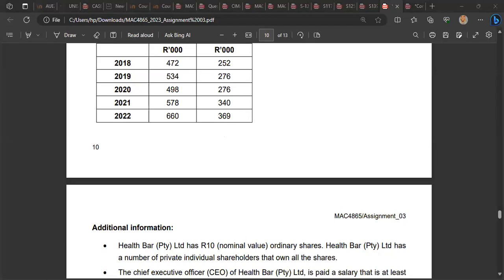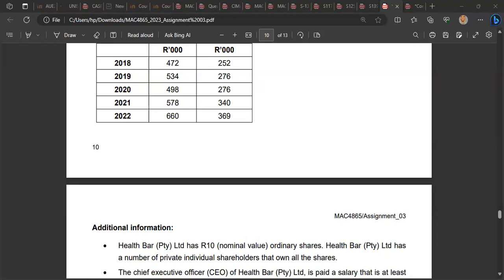Right, you want to get the average growth rate. So let me say I'm going to type. I know you can't see what I'm typing, but I'm going to show you shortly after that. So it's 2018, 2019, 2020, and then 2021. I'm just going to simply list the dividends in those particular years. So it's 252, 276, and then maintained at 276, went to 340, and then in 2022 it was 369.